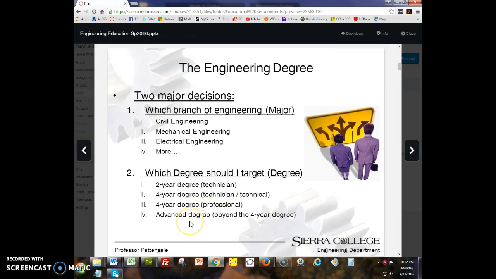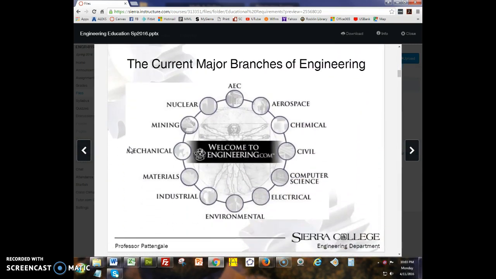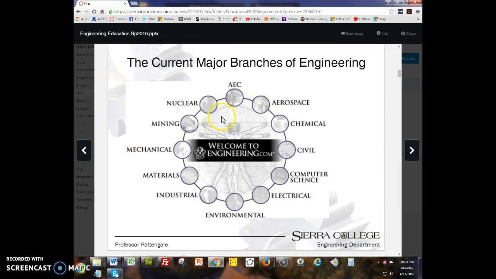And then you can get advanced degrees beyond those 4-year degrees, but as we said during the 2 days of the seminar, we don't recommend that you think about that yet. So the major branches of engineering, Professor Pattengale talked about civil engineering, mechanical engineering, electrical engineering, and of course there's lots more. So here are the current major branches of engineering.